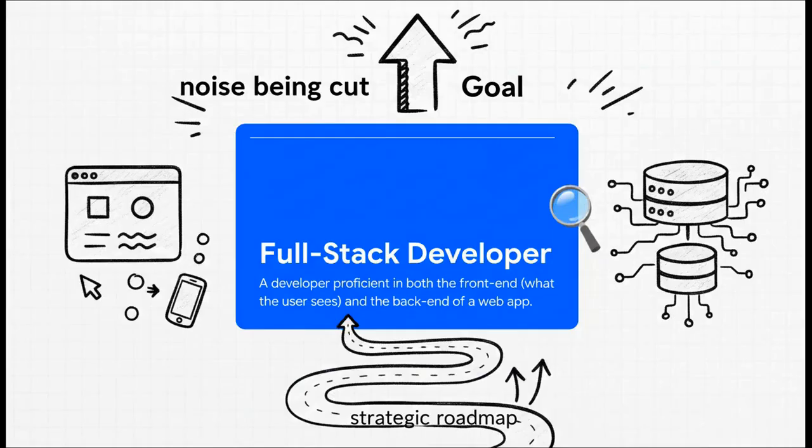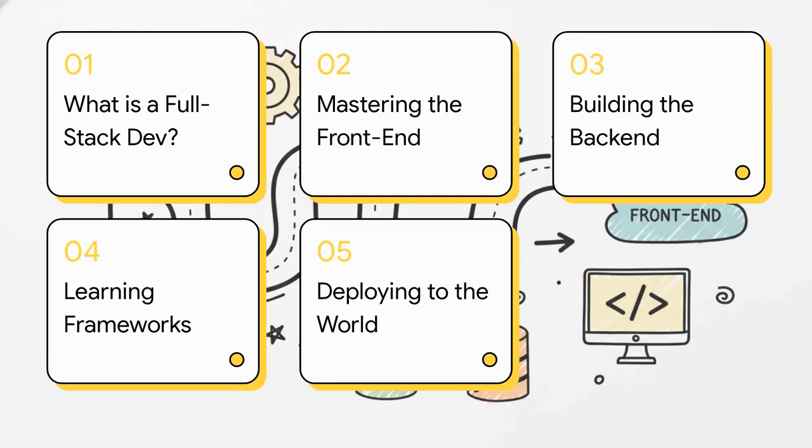So to cut through all that noise, we need a clear goal. And our goal today is to become a full-stack developer. Just think of this person as the architect and the builder all in one. They can create a complete web application, from the buttons you click all the way down to the database that stores your info. So here's the game plan for today.